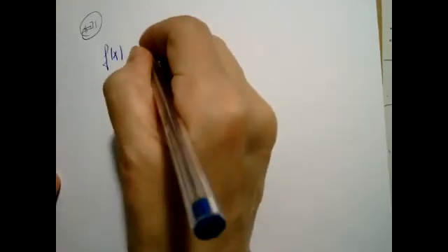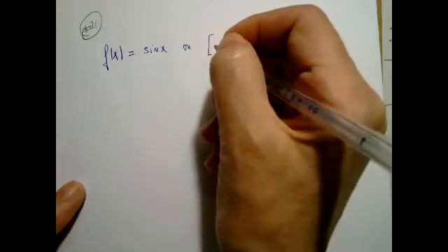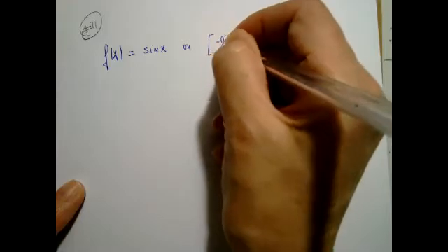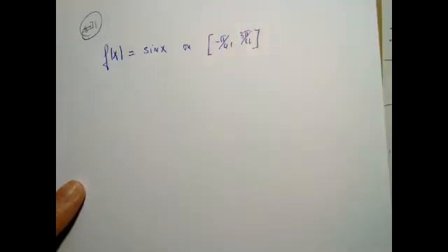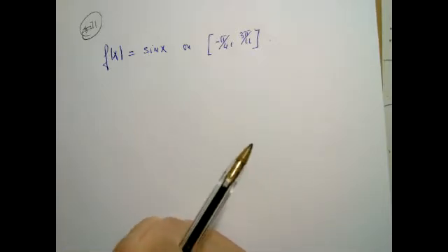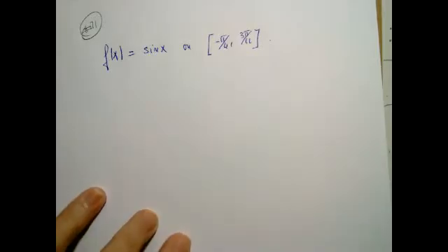So what is number 71 about? We have the following function in number 71: f of x equals sine x on the interval minus pi over 4 to 3 pi over 4. The question is, find the area of the region bounded by the graph of f and the x-axis on the given interval. All right, so first let's see what the question means.